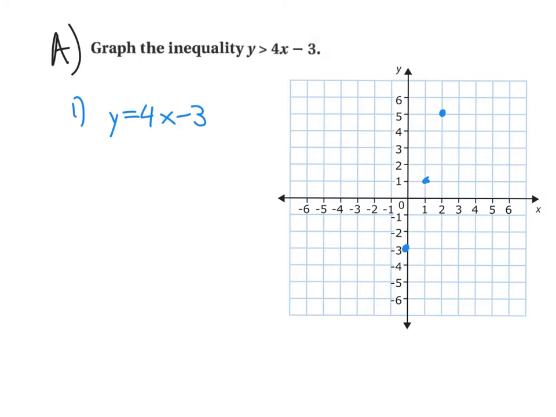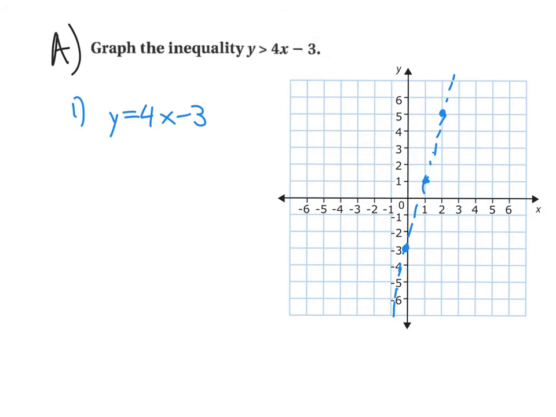Now the dashed line represents the fact that the points on the line are not solutions to this inequality, right? Because it doesn't say that y could be equal to 4x minus 3. It says y is greater than 4x minus 3. So these points on our line are not actually part of our solution. All of our solutions are going to be on one side or the other.